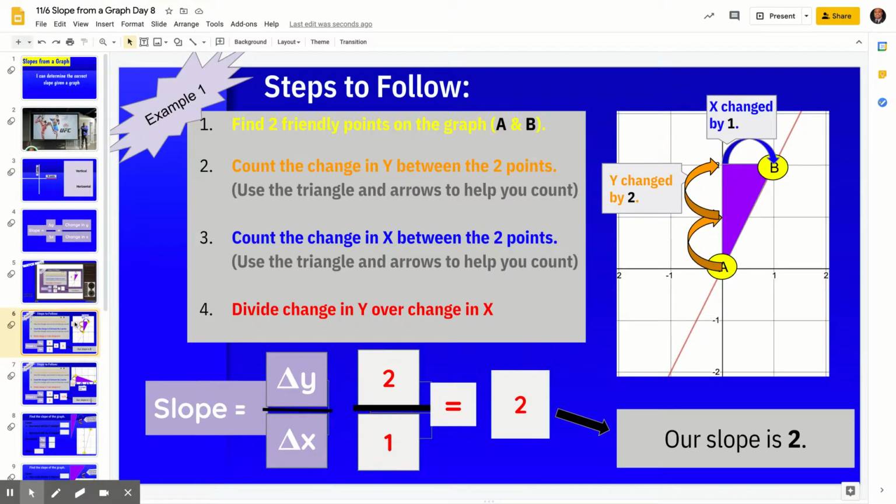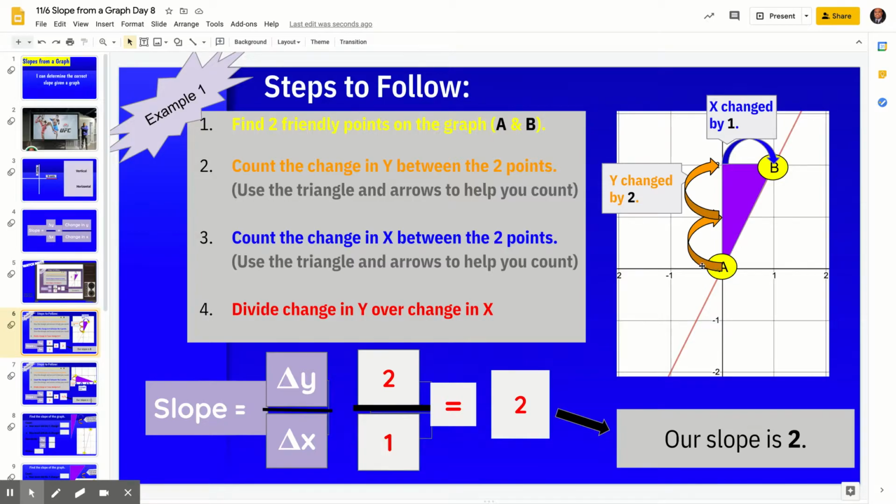So example 1, the first thing we need to do to find slope from a graph is to find two friendly points, points A and B. Now, a friendly point is a point perfectly in the corner. So here's A and here's B. And then in orange, it says count the change in y between the 2 points, which is exactly what we're going to do. 1, 2. And then in blue, it says count the change in x between the 2 points. So x changed 1 time.